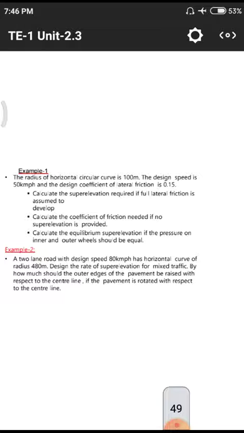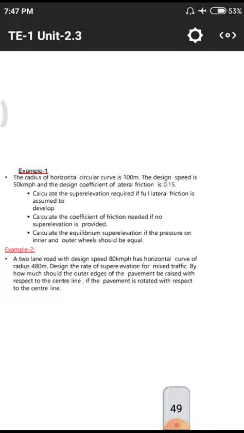What is the first problem we are having? The radius of the horizontal curve is 100 meters. That means we have the R value. The design speed of the vehicle is 50 kmph. That means we have the V value also. And the design coefficient of friction is 0.15. That means the F value is also given. We need to calculate only the E value.